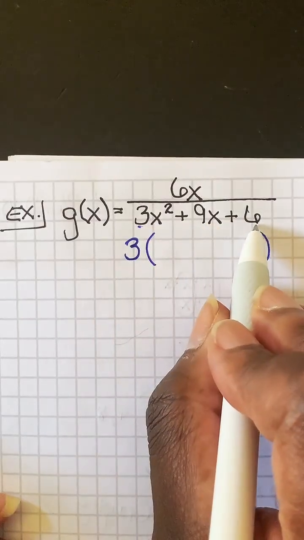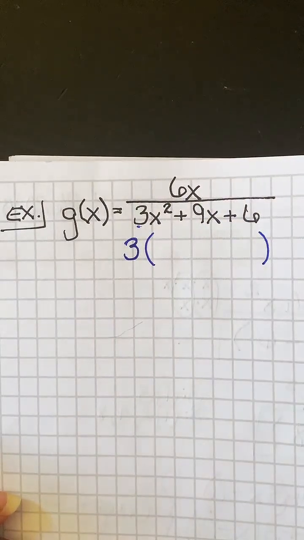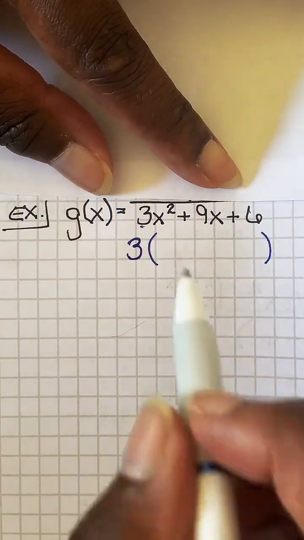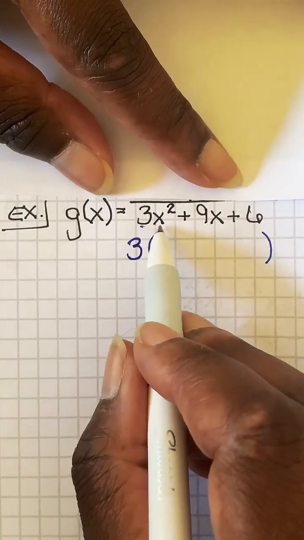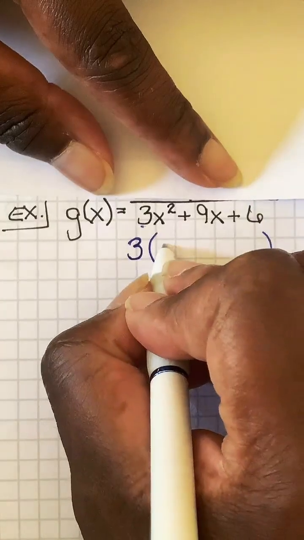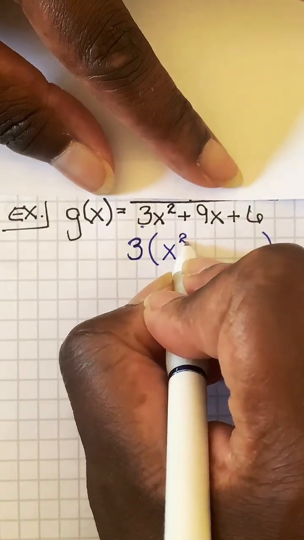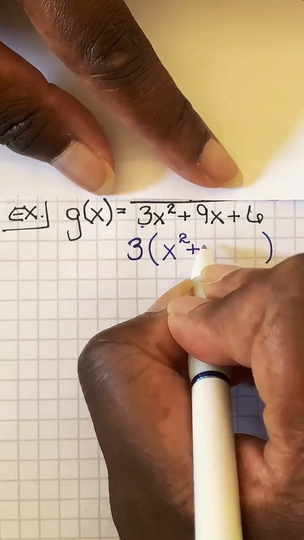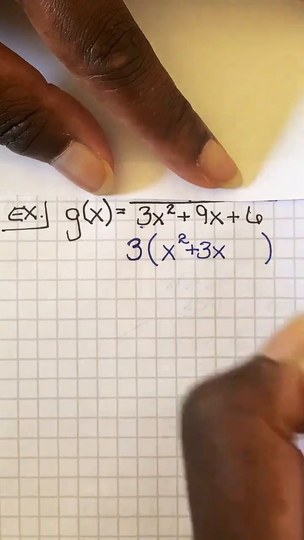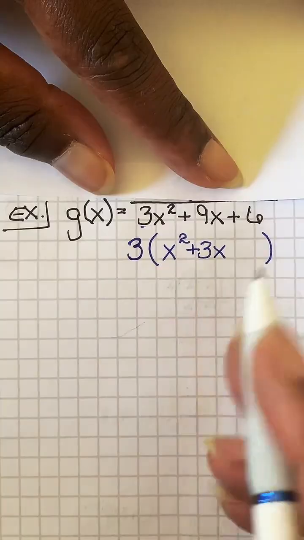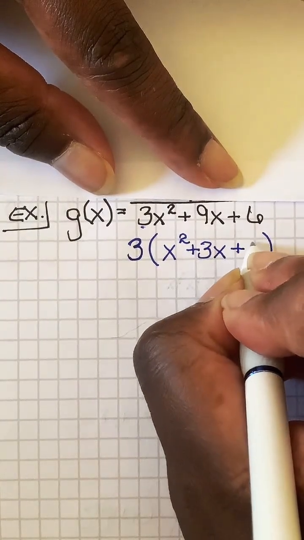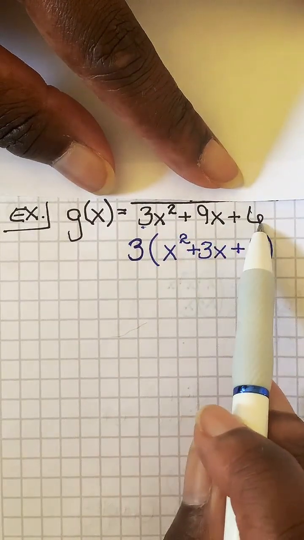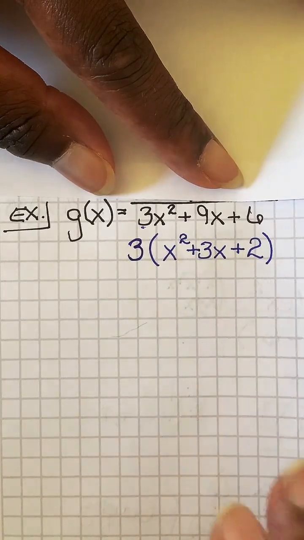So when I divide the original, just the denominator, we're not looking at the 6x in the numerator. Let me just cover it up. It's not even there. So we're just dividing everything. 3x squared divided by 3 gives me x squared. Plus 9x divided by 3 gives me plus 3x. And plus 6 divided by 3 gives me plus 2. We just factored out that denominator to look like this.